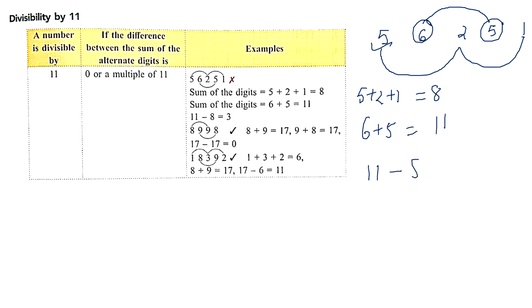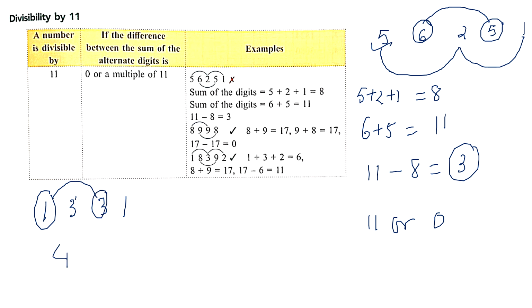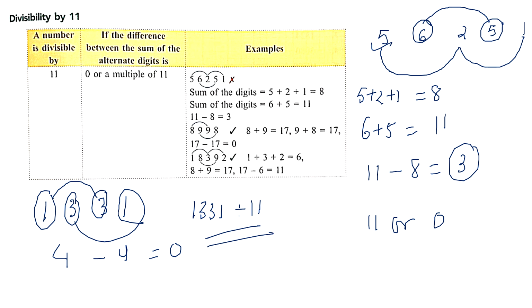Now subtract 11 and 8. You see it is 3. This number when you subtract them must become 11 or 0. Okay. Then only it is divisible by 11. Let us take up example of 1, 3, 3, 1. Add the alternative number 1 plus 3, that's 4. This 3 plus 1, that is also 4. Subtract it, you got 0. So 1331 is divisible by 11. Okay. Just add the alternate numbers and then you subtract. That's all that you have to do. Nothing else.